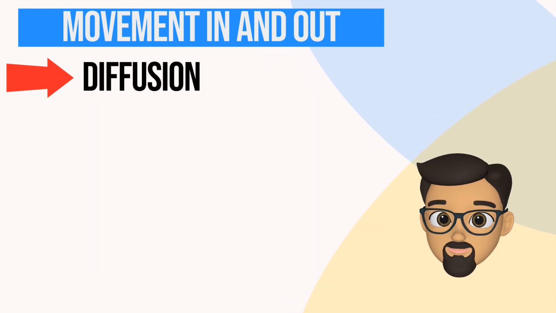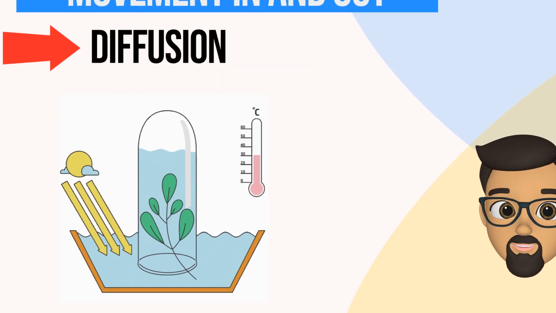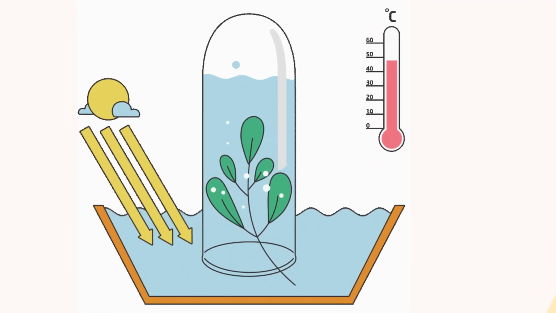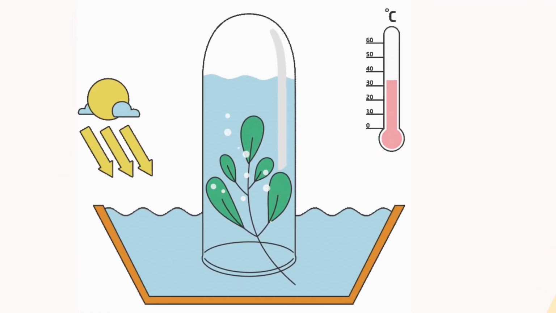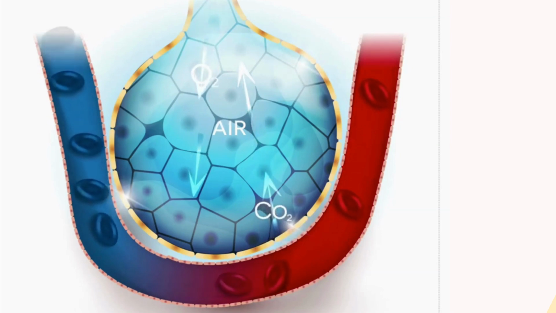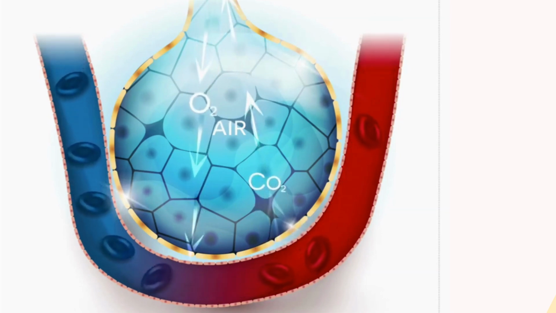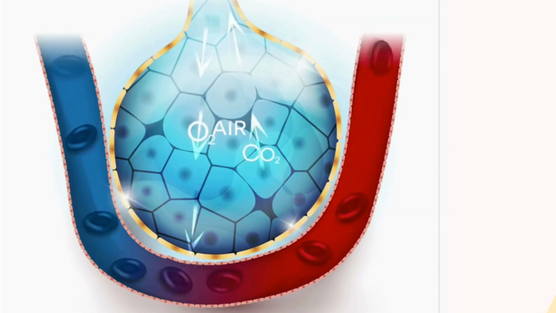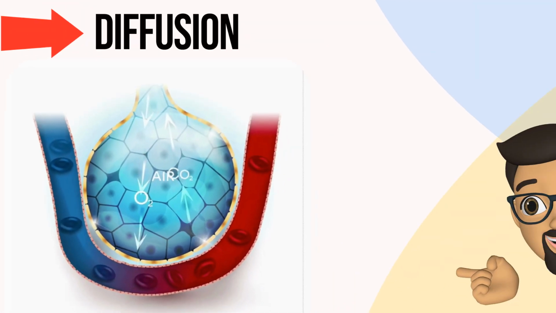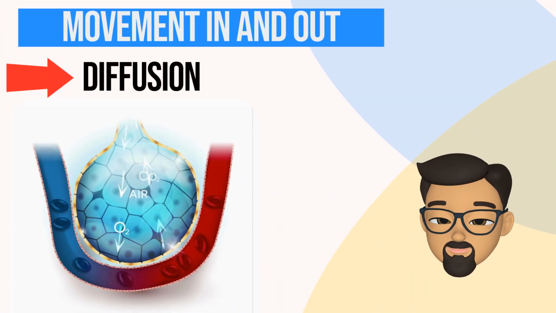In plants, carbon dioxide diffuses into the leaf for photosynthesis, and oxygen diffuses out as a waste product. In animals, oxygen enters the cells for respiration by diffusion from the blood, and carbon dioxide gets out of the cells into the blood, also by diffusion, as a waste product.